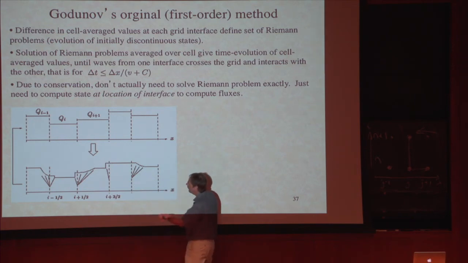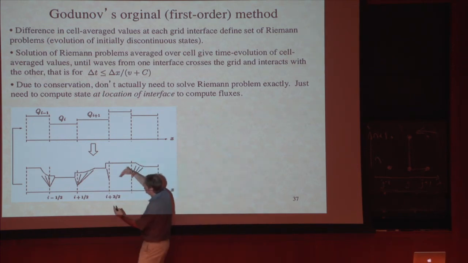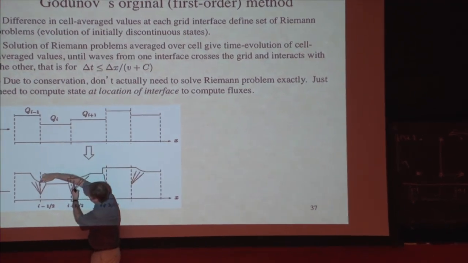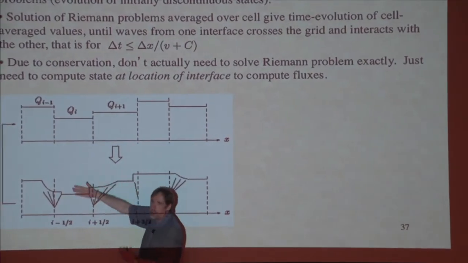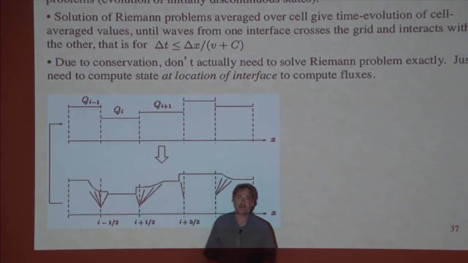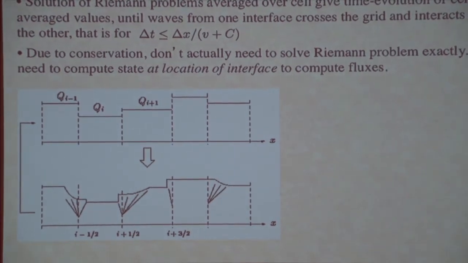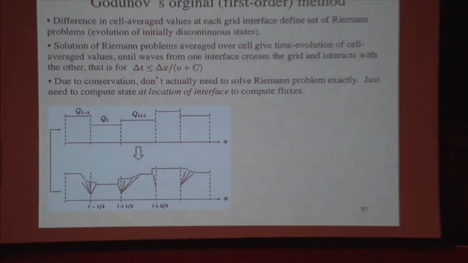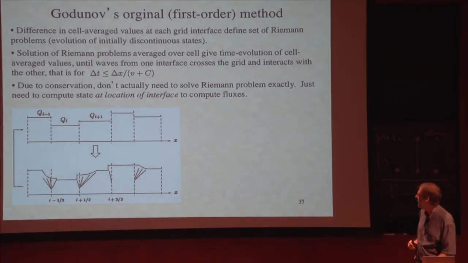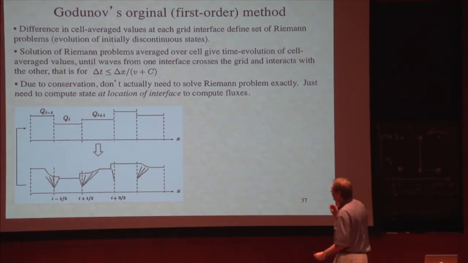Every interface will evolve independently. And if I could just take the solution over the cell and integrate this curve, I would know what the new value is at the next time step. So, analytically, there's a clear way forward to how to compute the time evolution of these quantities. But what Godunov realized is that I don't need to compute this solution in detail.